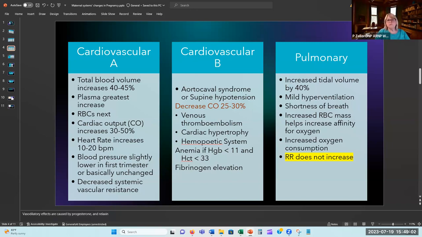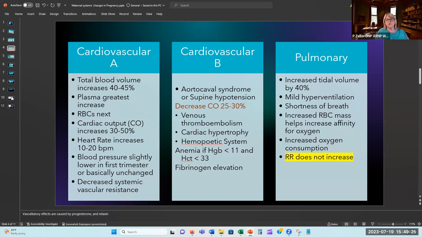Mother is more prone to blood clots in her lower extremities during pregnancy because of the excess blood and because of the pooling of the blood. And also because the coagulation system is more active. So she's more prone to develop clots.